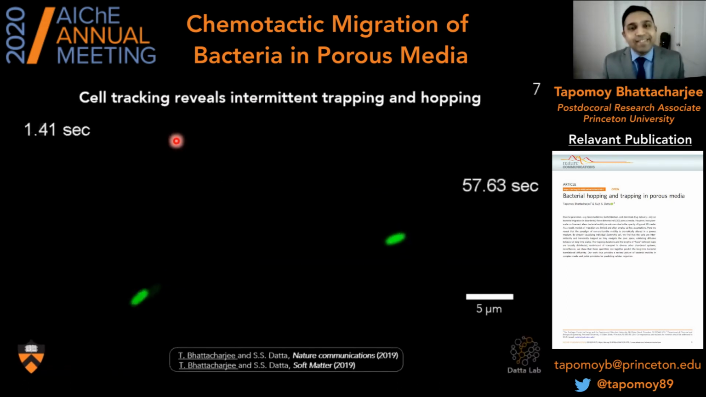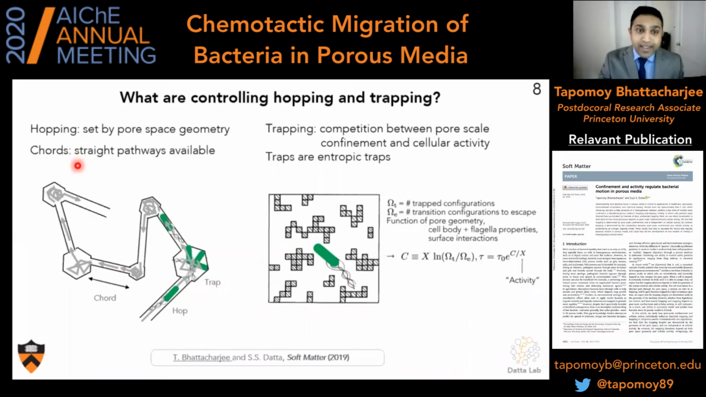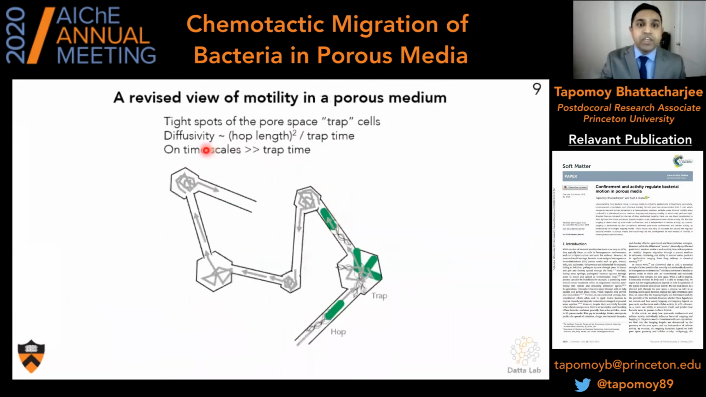Now, what sets this hopping and trapping? Turns out hops are set by the pore space geometry, while trapping is set by a competition between pore scale confinement and cellular activity. So we can independently measure the hop lengths and the trap times, and from that we are proposing a new form of diffusivity that should emerge in porous medium. The diffusivity should be simply given by the hop length squared over trap time, because hops are when cells make most of the moves and traps are when they spend most of the time.